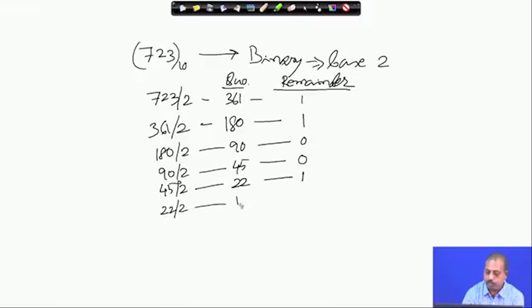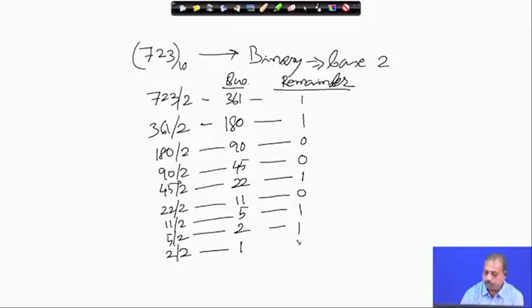22 by 2 gives 11 as quotient, 0 as remainder. And 11 by 2 gives me 5 as quotient, 1 as remainder. 5 divided by 2 gives 2 as quotient, 1 as remainder. 2 divided by 2 gives 1 as quotient and 0 as remainder. And then 1 divided by 2 gives 0 as quotient and 1 as remainder.